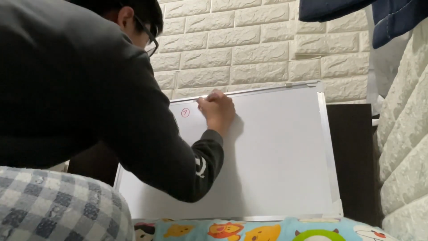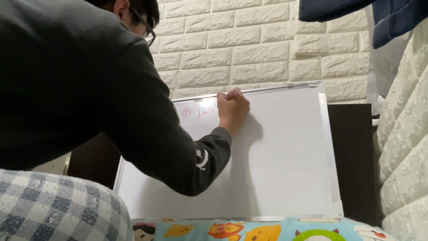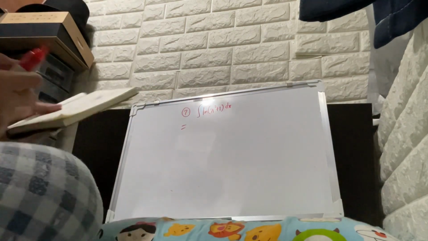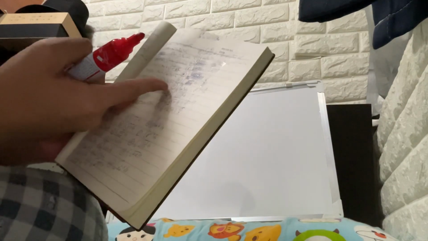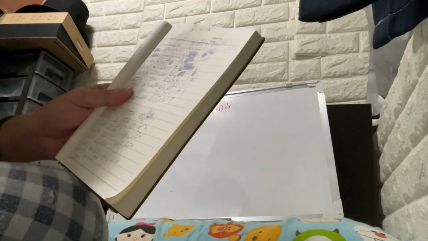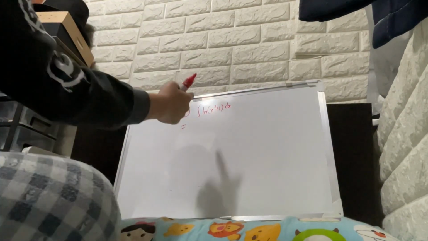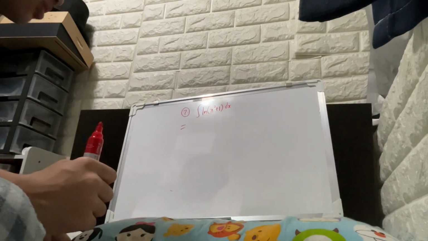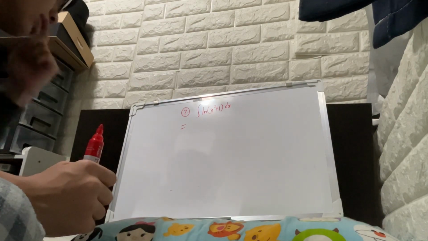And then the next one, number 7. Number 7 is the integral of Ln of x squared plus 1 dx. This is really similar to the last one, because in the last one, the integral of inverse tangent, we have Ln of x squared plus 1 here. So it might be connected to inverse tangent. So how can we integrate?